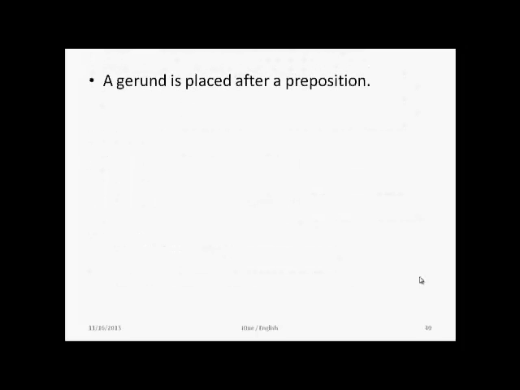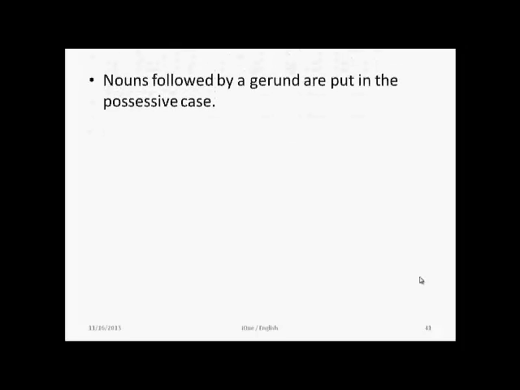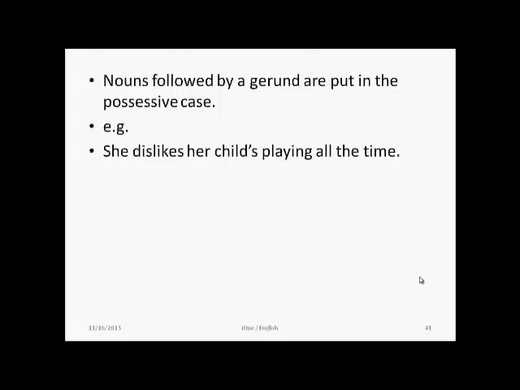A gerund is placed after a preposition. So, we say he insisted on taking his car. Nouns followed by a gerund are put in the possessive case. For example, she dislikes her child's playing all the time. Now for those of you who do not know what a gerund is, that is the ing form. The child's indicates the possessive case, the apostrophe s, and hence the apostrophe s is followed by the gerund playing.